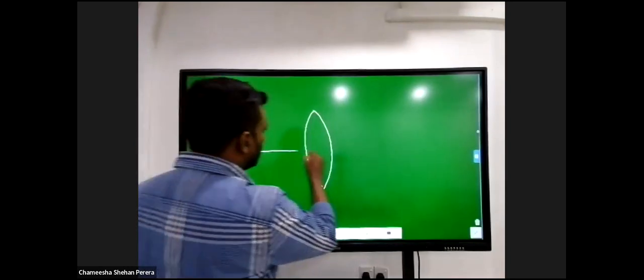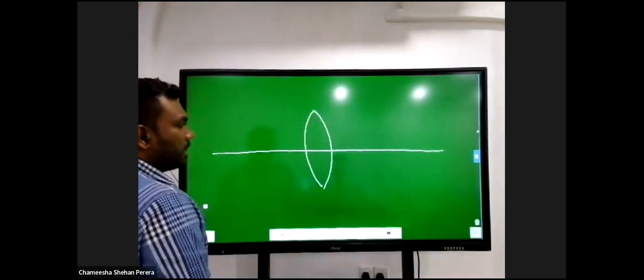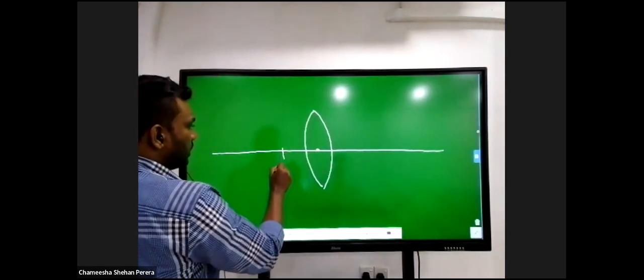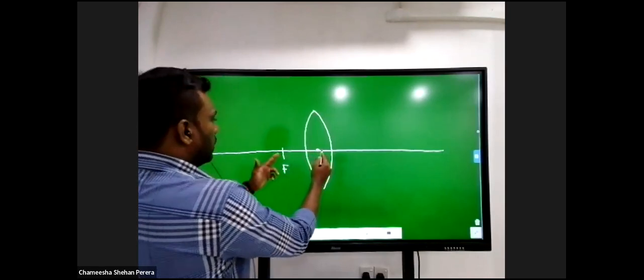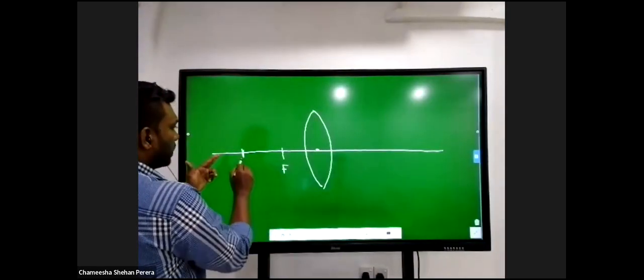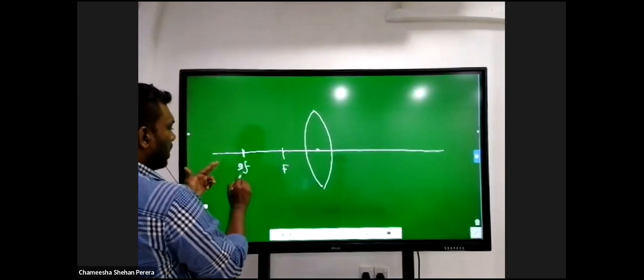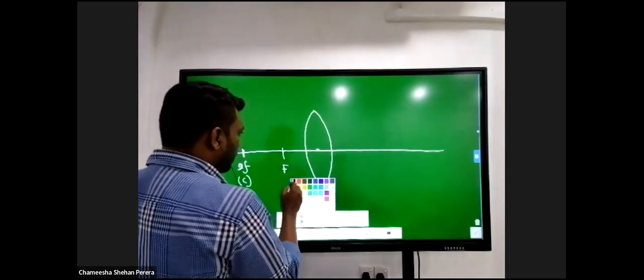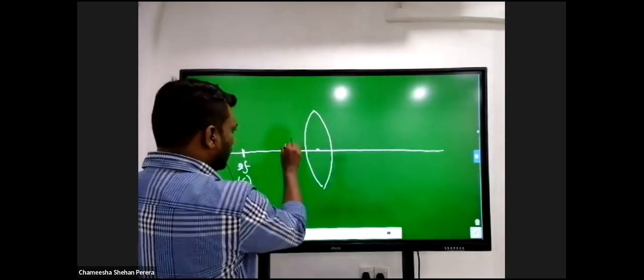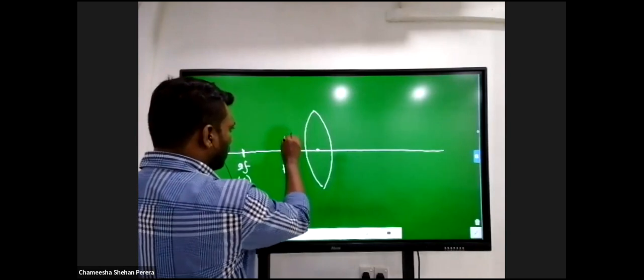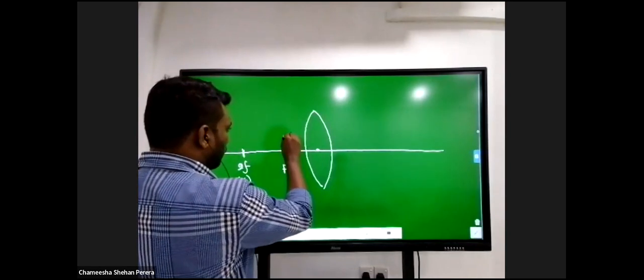Convex lens, principal axis. I'll take this as the optical center. This is the focal point. The length has to be equal to the center of curvature. Right? Then I have this object placed in between the focal point of the lens and the lens. Focal point and the lens.